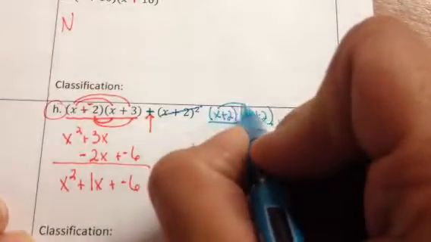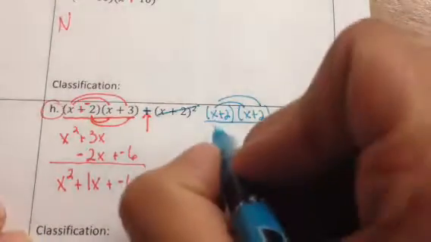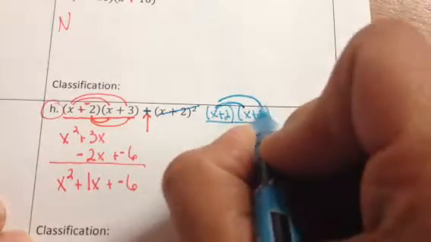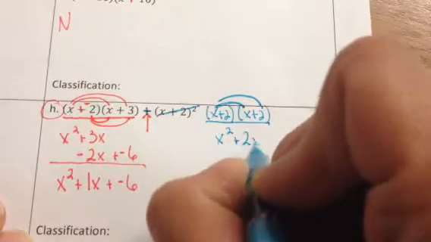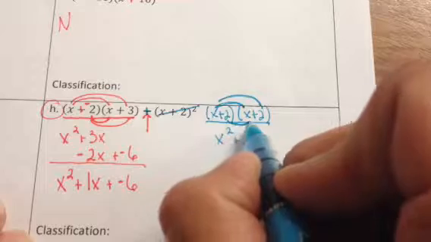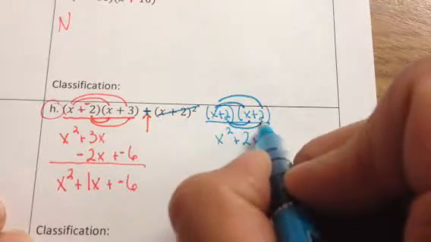So x is going to visit first. And I'm going to get x squared and 2x. And now the 2 is going to visit. I'm going to get another 2x, and then by multiplying, I get 4.